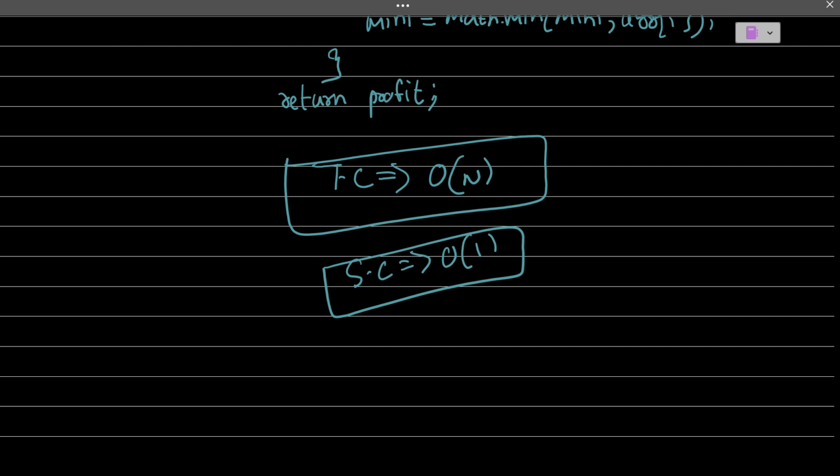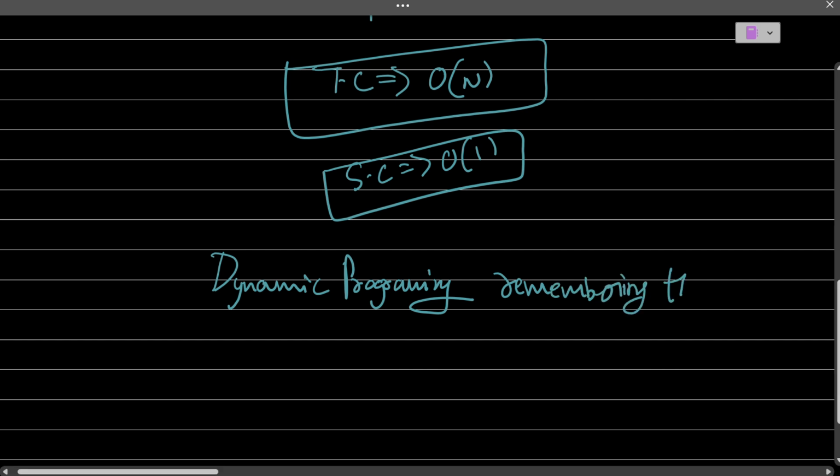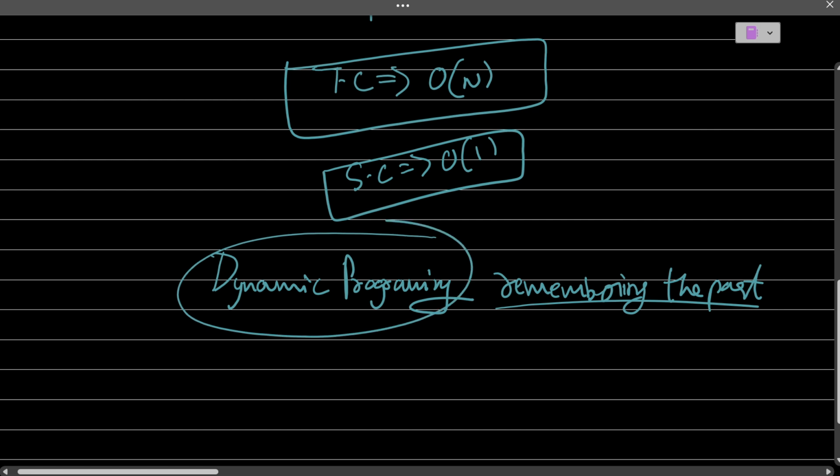And I say this is DP, dynamic programming. Dynamic programming means remembering the past. Just try to understand dynamic programming. We should remember the past. We should remember the minimals. So what we are doing is we are remembering the minimals, we're keeping track of minimals, right?